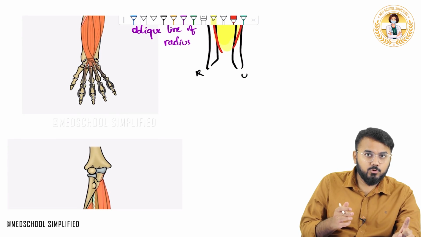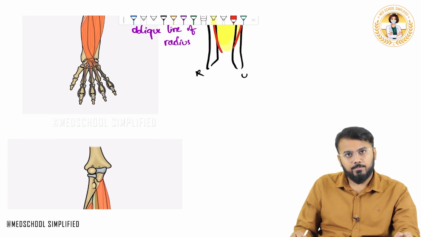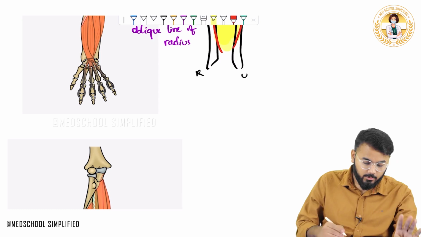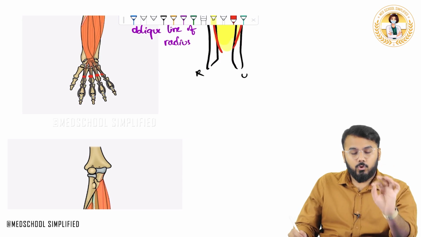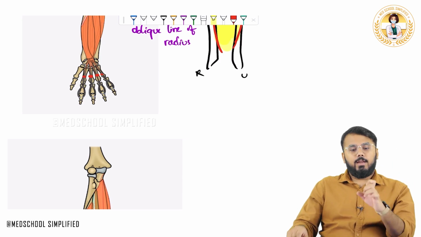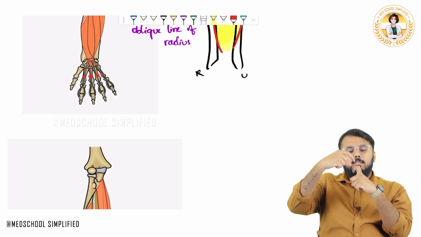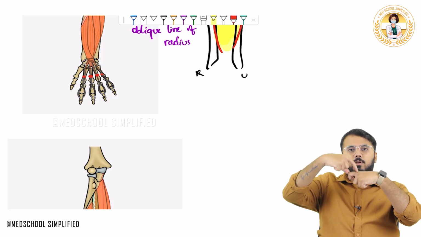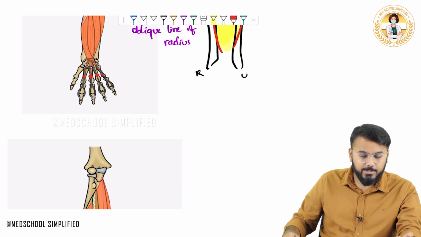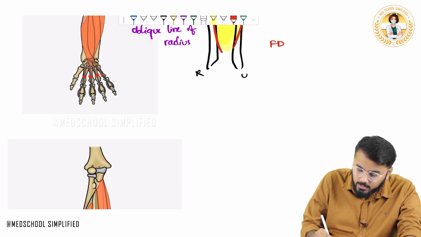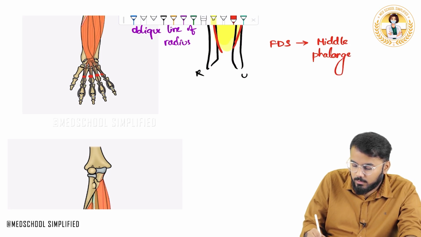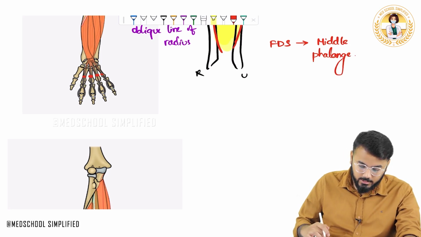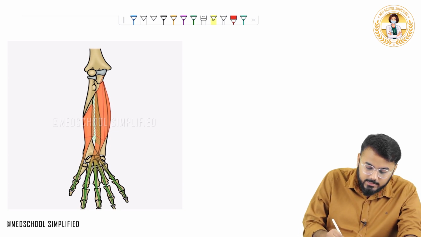Very important thing you need to remember is that flexor digitorum superficialis attaches to the middle phalanx. How many tendons do we have? We have got 4 tendons. You can count here: 1, 2, 3, 4, and these 4 tendons are attaching to the middle phalanx. So this will be your distal phalanx, this will be your middle phalanx, this will be your proximal phalanx. You can look at the picture. Flexor digitorum superficialis inserts to the middle phalanx.